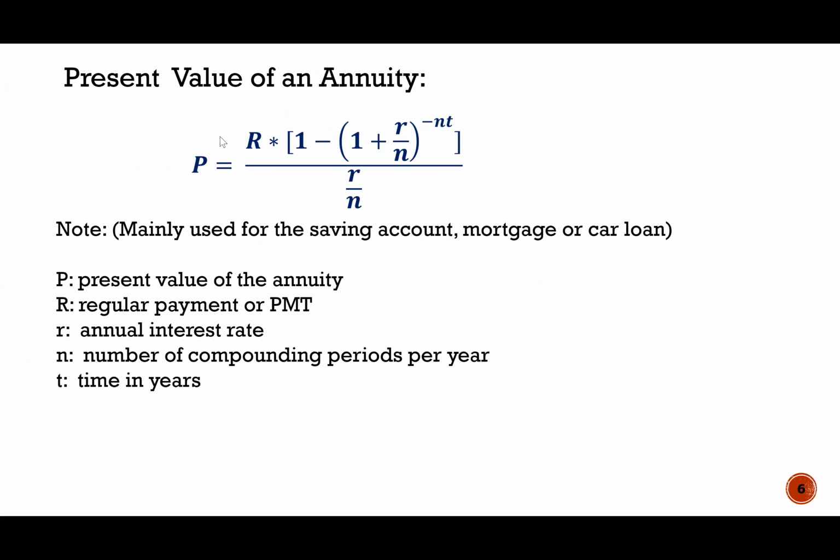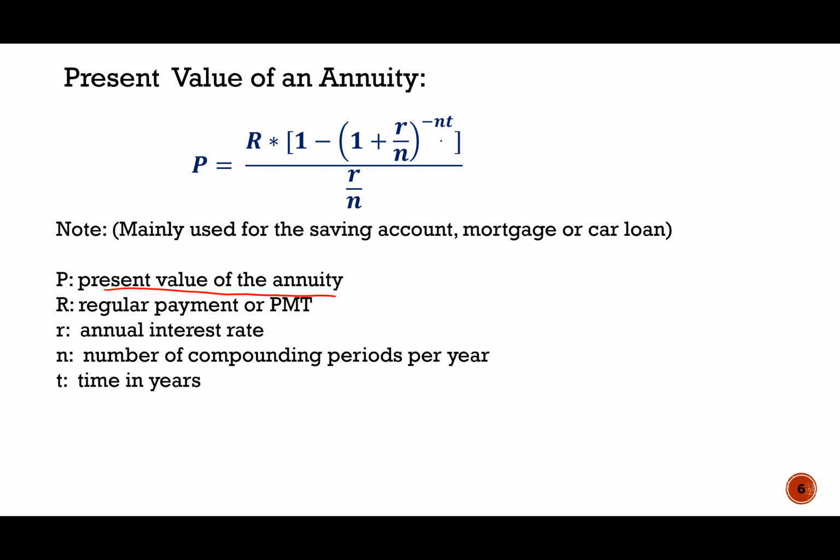And we also have a present value of annuity, right? Okay, so for present value of annuity, P represents the present value of the annuity. R is the regular payment or fixed payment or PMT. Here capital letter R is regular payment, right? And then lowercase r is the annual interest rate. And N represents number of compounding periods per year. And T represents time in years.